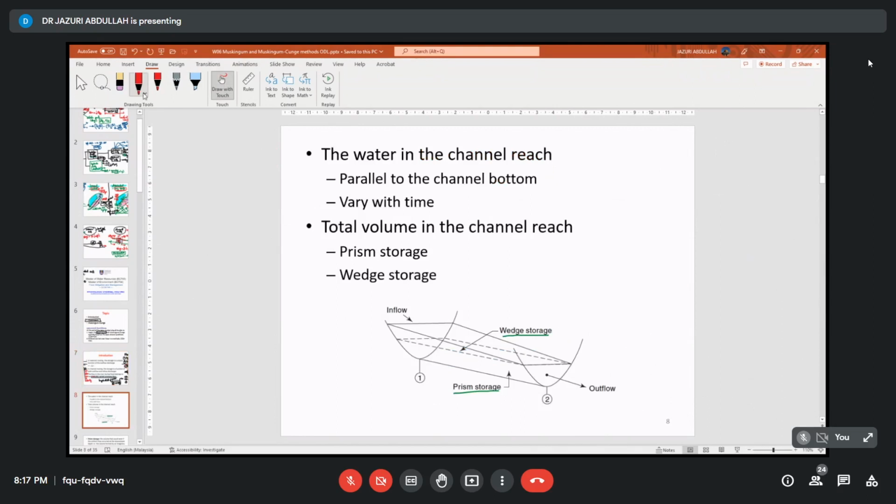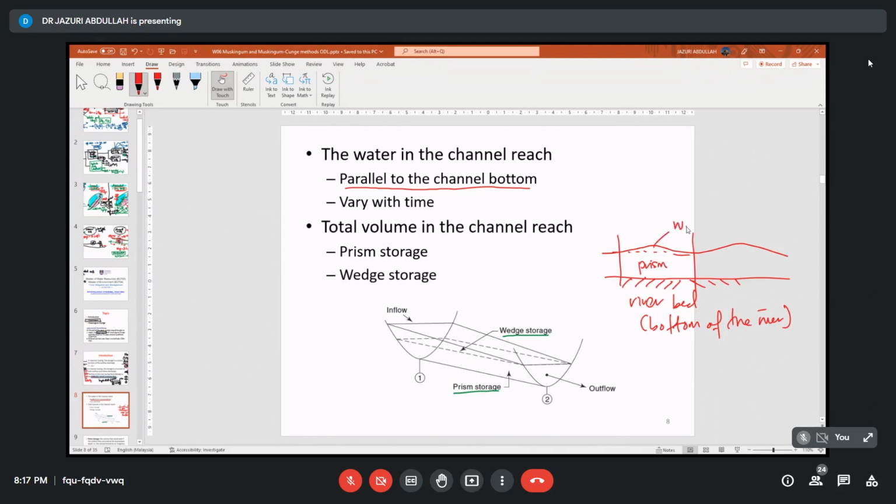Alright, so earlier one of your colleagues asked about wedges. Basically, the water in the channel is parallel to the channel. Earlier I drew it: this is the riverbed, meaning the bottom of the river, and then you have the flow. If you look at one cross section, this is the prism and this is the wedge.